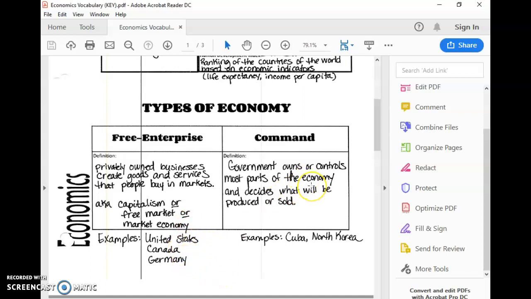And then the command economy. This is where the government owns or controls most parts of the economy, and the government decides what will be produced or sold. Some modern day examples include Cuba and North Korea. Another example that you might have heard of, or maybe your parents have heard of, is the Soviet Union, or the Union of Soviet Socialist Republics.